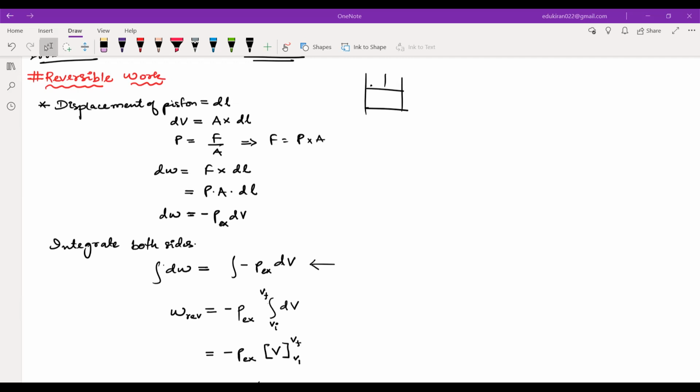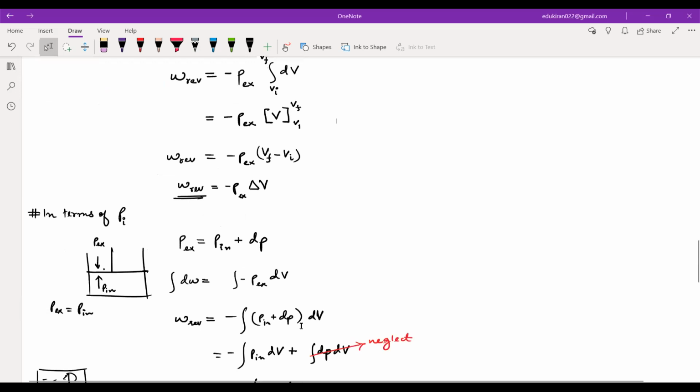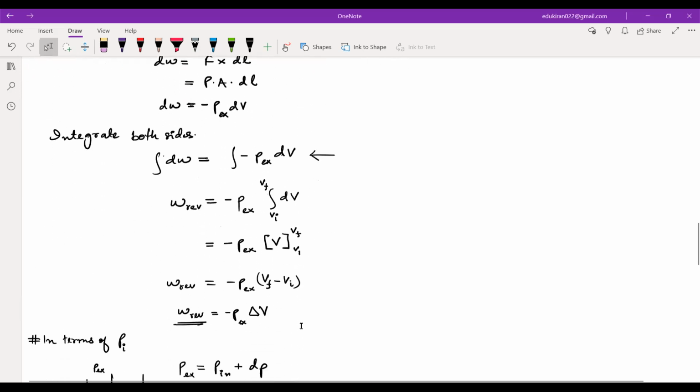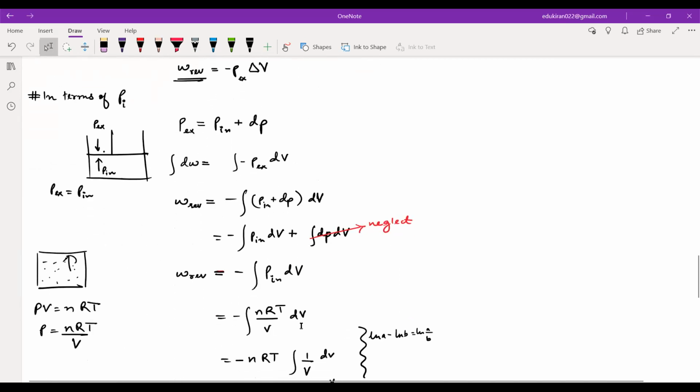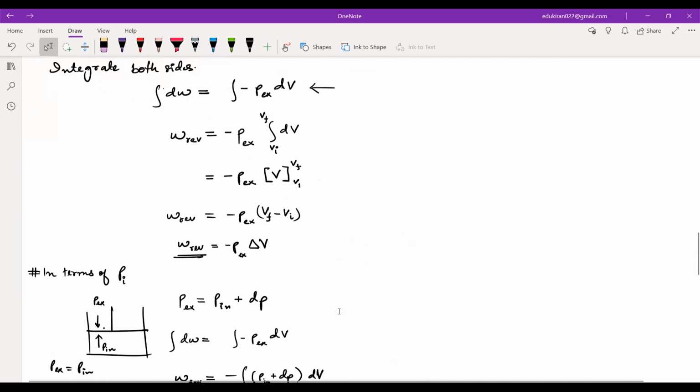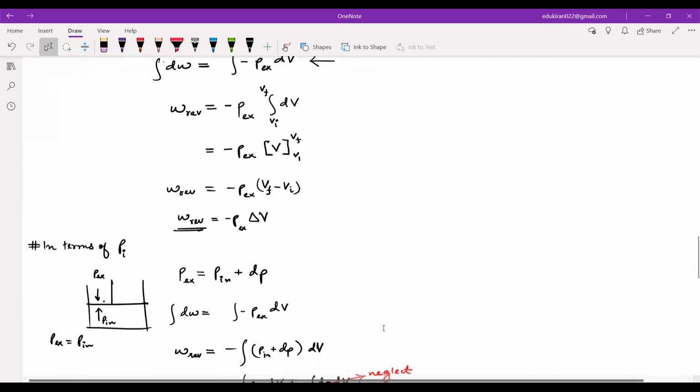Can you slow down? Yeah, sure. I think I can scroll till here at least. P_i means P internal, okay? P internal.